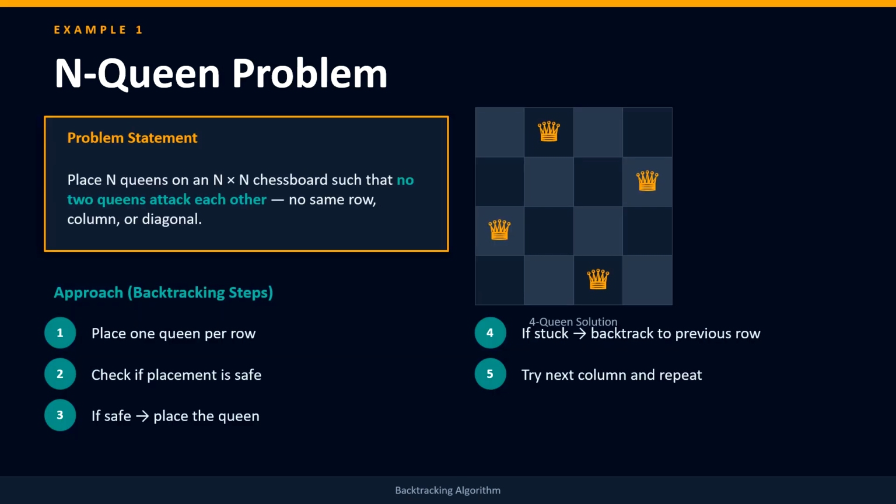Let us look at the first example, the N-Queen problem. The goal is to place N queens on a chessboard such that no two queens attack each other. That means no two queens should be in the same row, column, or diagonal.